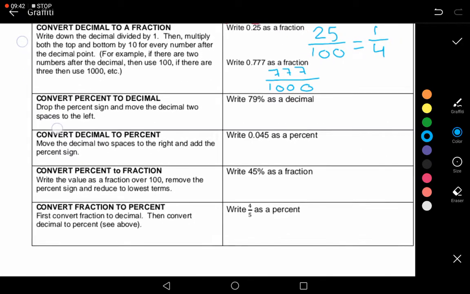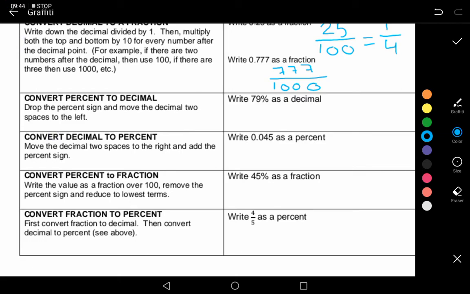So now let's work on converting percents to decimals. So all we need to do here is drop the percent sign and move the decimal 2 places to the left. Super easy. So drop the percent, so we have 79, and then we're just going to take our original decimal, which is always at the end, and move it 2 places to the left. 1, 2. So there's our new decimal point there. 0.79.